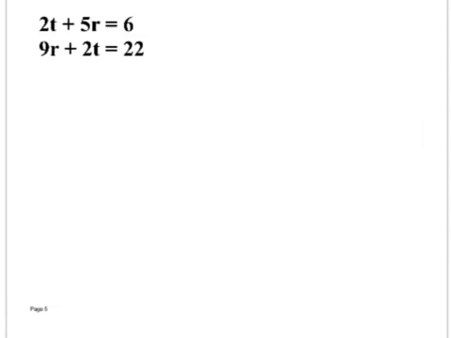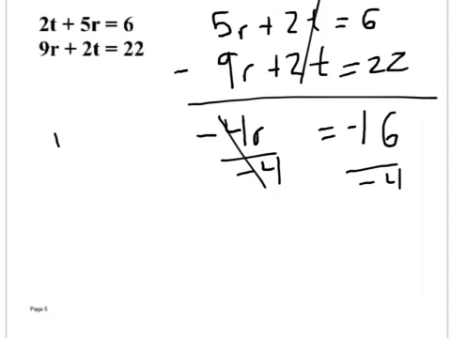So what we have to do is subtract them. We look at this 5r minus 9r, -4r. I have 2t minus 2t. They cancel each other out. I then do 6 minus 22. It's -16. Then I divide by -4. r is 4.